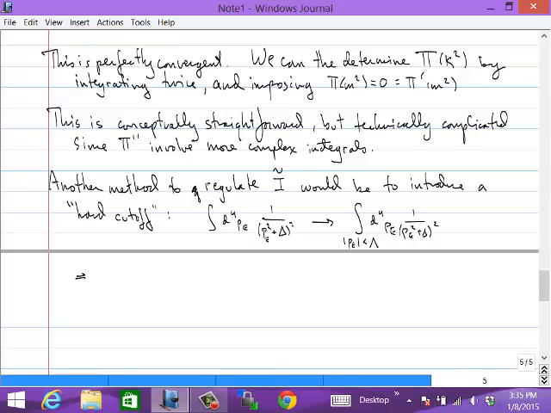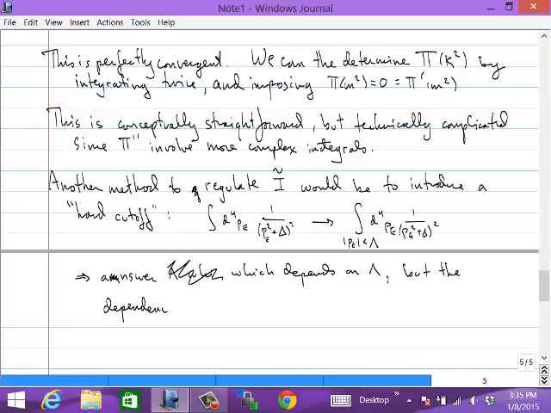And then this will give you an answer for I which depends on the value of this cutoff lambda. But the dependence on lambda will vanish when we fix A and B using our physical condition. And this is the method that we used last class when we studied phi-4 theory.